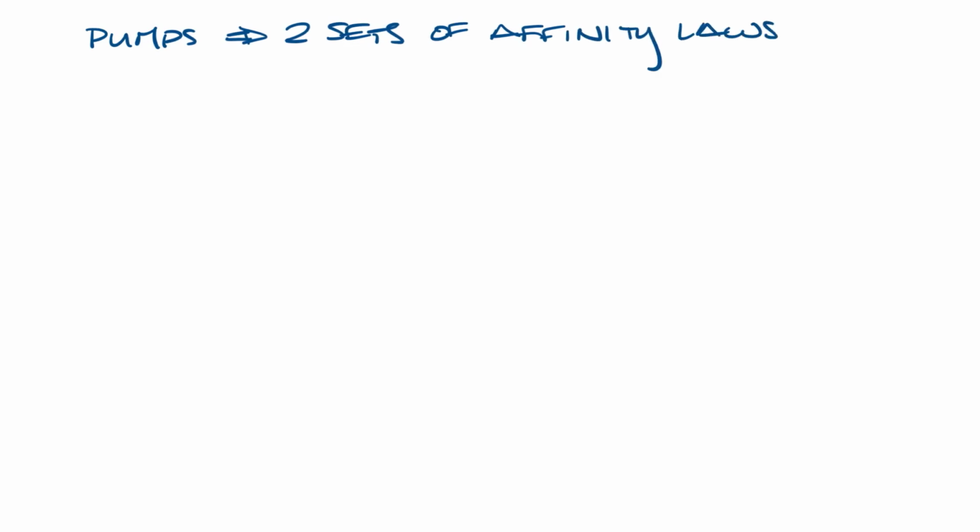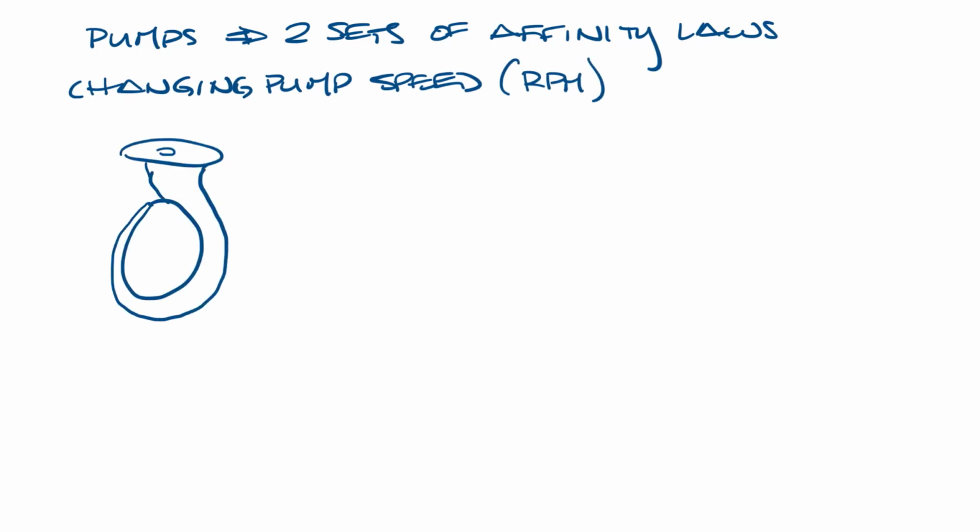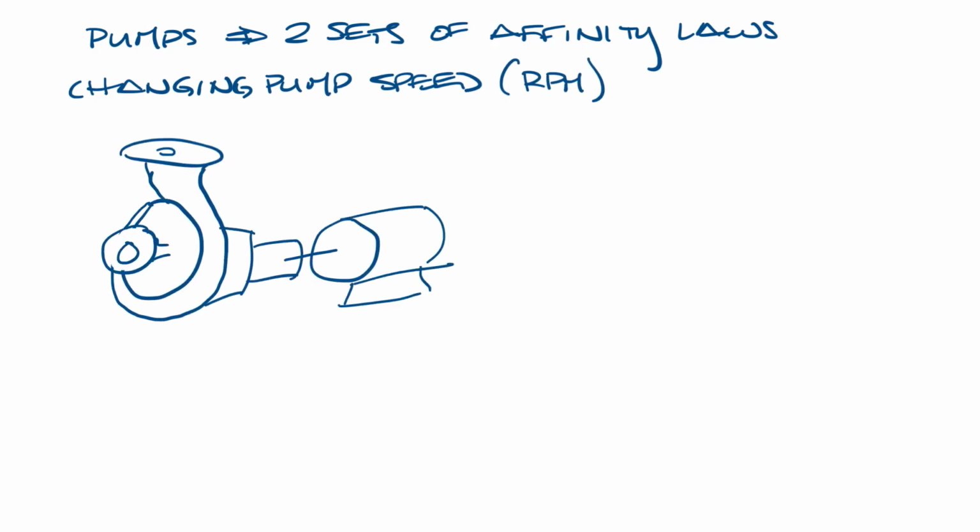In a past video, I discussed the fan laws that give you a relationship between CFM, RPM, pressure, and power. Well, pumps have two sets of affinity laws. The first set of affinity laws has to do with changing the pump speed. So let's draw a pump real quick. The pump speed in RPM is how fast the motor rotates the impeller.